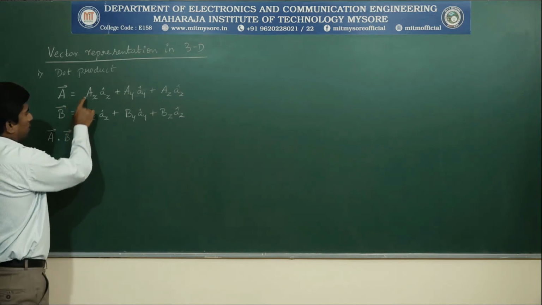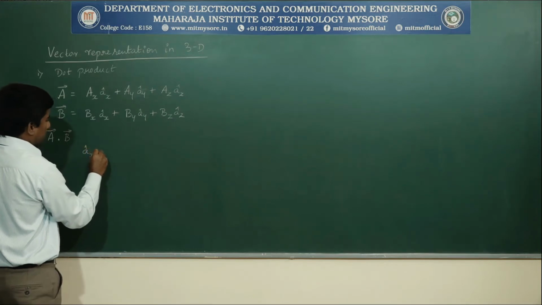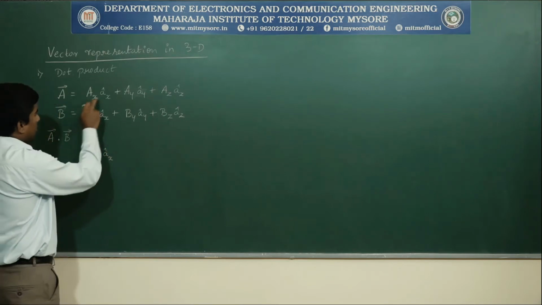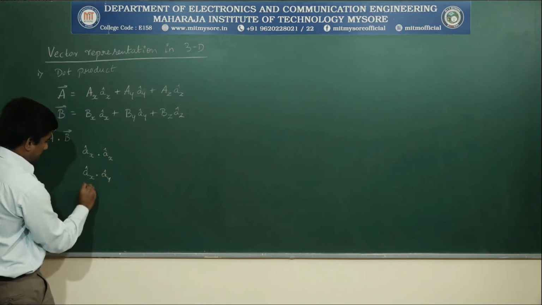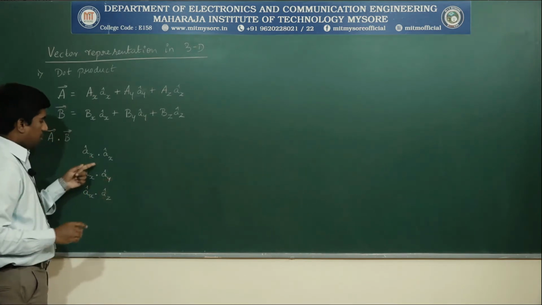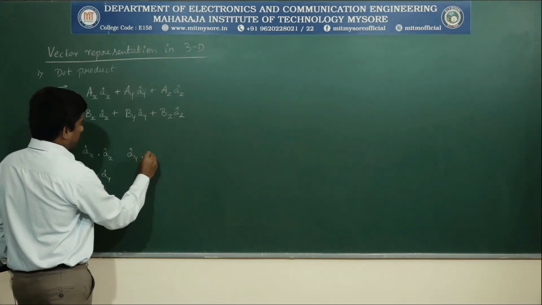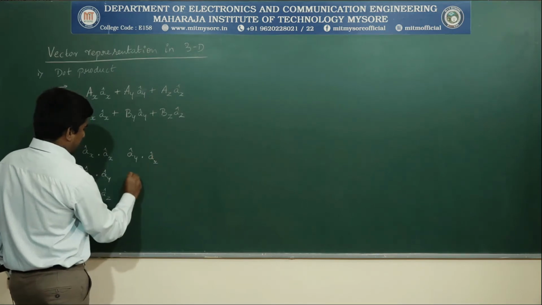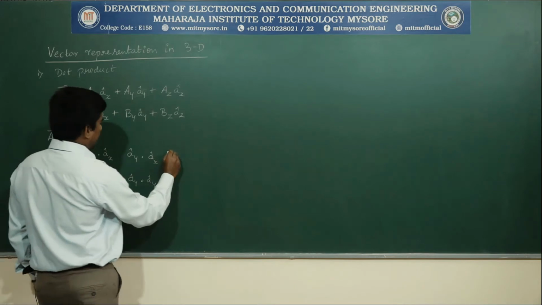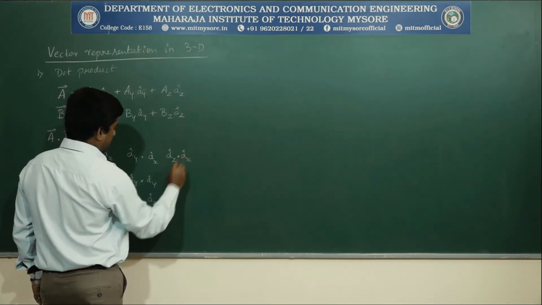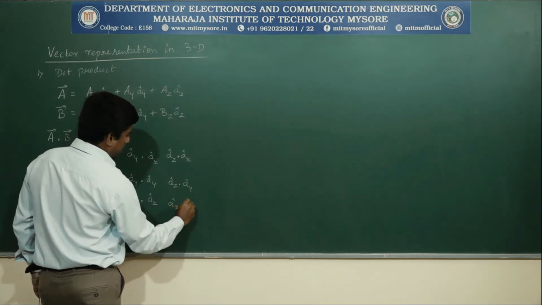So if we perform A dot B for the above two equations, what are the possibilities we are going to get? We are going to get 9 possibilities, that is A cap x dot A cap x, A cap x dot A cap y, A cap x dot A cap z. Dot product between these 3 components, A cap x with the x, y, z components, then the dot product between the y component and the x component, y component and y component, y component and z component. Similarly, the dot product between the z component and x component, z component and y component, z component and z component.